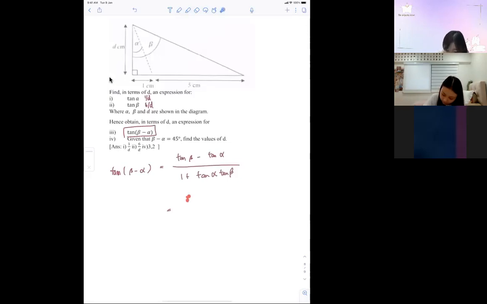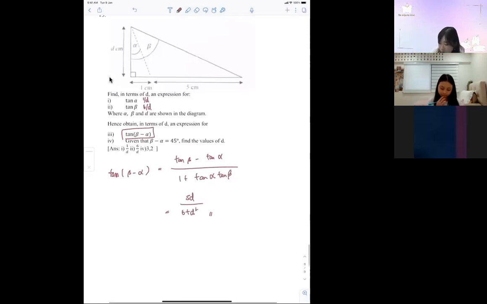Brian's is good: 5d over 6 plus d squared. Molly got the same. Only the part 1 plus d squared over 6. This is over 1, so you should times 6. Then like that. Okay. Careful. Then you will get.